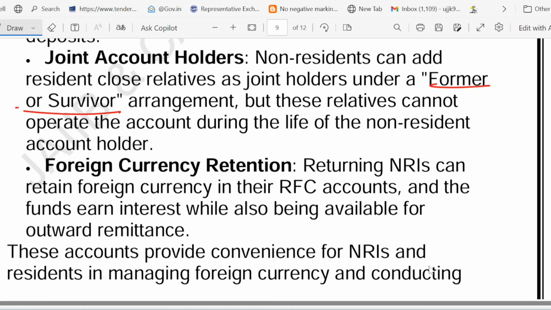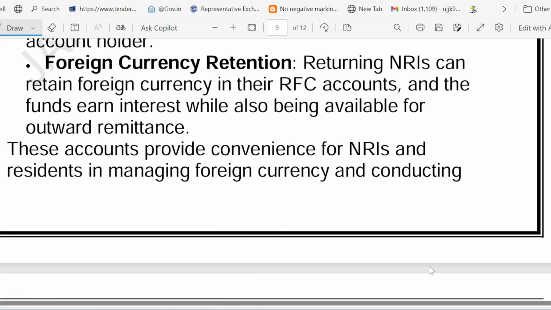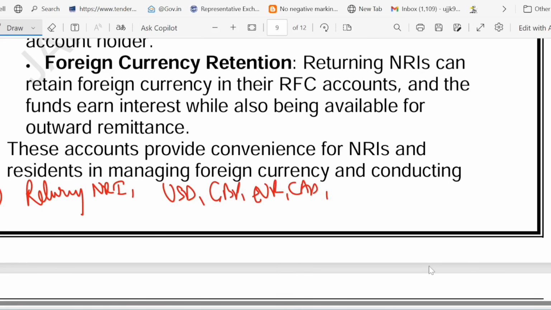So let's recapitulate. What are the features of the RFC account we have just gone through? First one, I talked about eligibility. So remember, these are for returning NRIs only. I told you about currency. It can be dollar, GBP, euro, CAD, or Australian dollar. So these are the different currencies in which it can be done. Then we talk about the minimum balance. I told you 100 units is the minimum balance. Then I talk about FD tenor. I told you 1 month to 3 years.